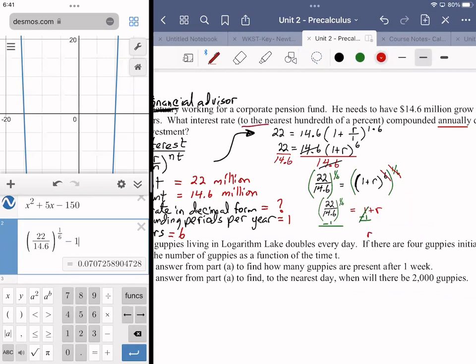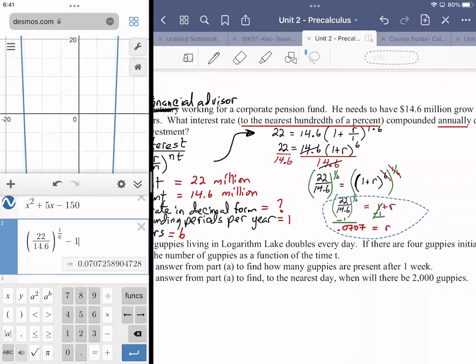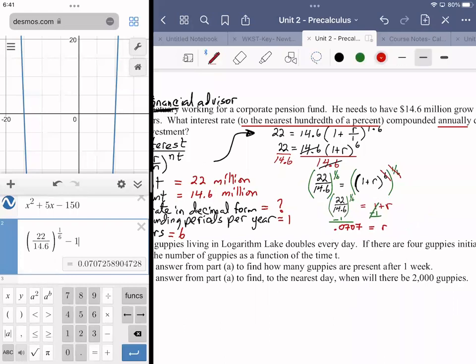To the nearest 1/100%, that's 0.0707 in decimal form, which would correspond to 7.07%, which is a really, really nice interest rate. If you know anything about interest rates, you're lucky to get anything north of 1%. So 7.07%.